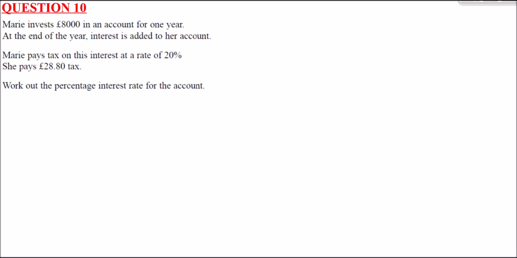Question 10 is about interest and accounting. So Maria invests £8,000 into an account for 1 year, and at the end of the year interest is added. She pays tax on the interest at a rate of 20%, and we're told she pays in total £28.80 worth of tax. Now this is the key bit of info. We need to work out the percentage interest rate for the account. If she gets taxed £28.80, we can therefore say that 20% of the interest she got must have been £28.80.